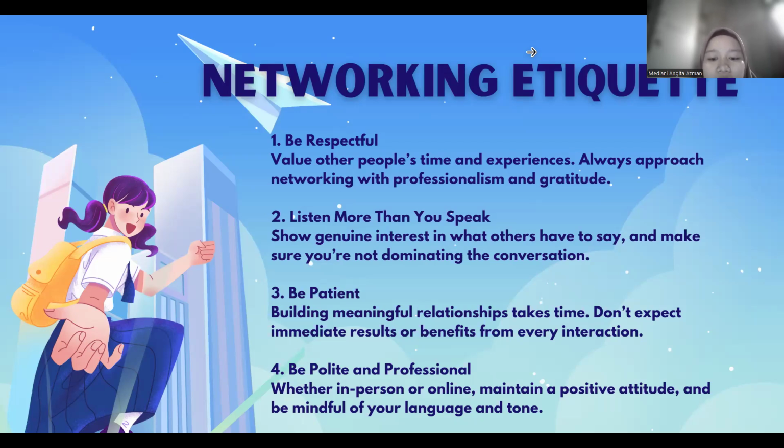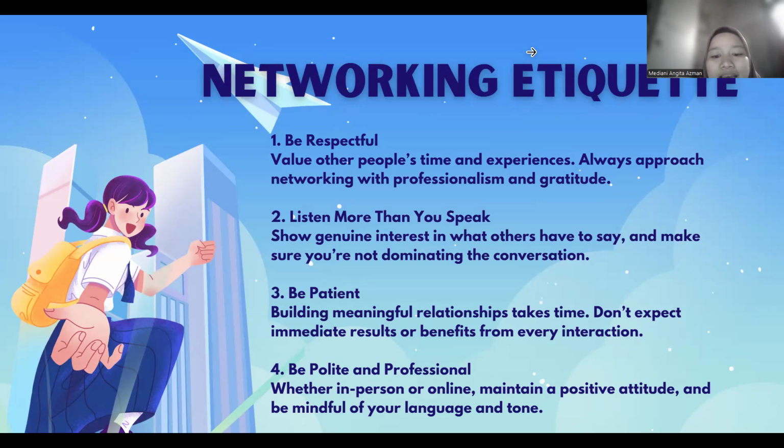Avoid interrupting or steering the conversation slowly toward your own interests. The more you listen, the better equipped you'll be to identify shared goals or opportunities for collaboration.